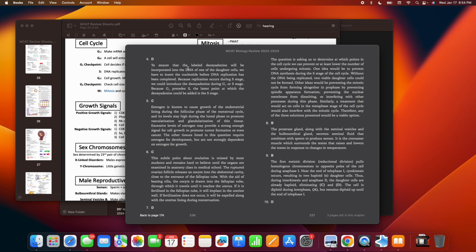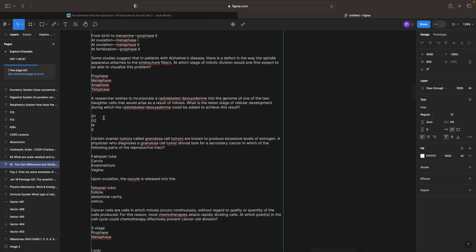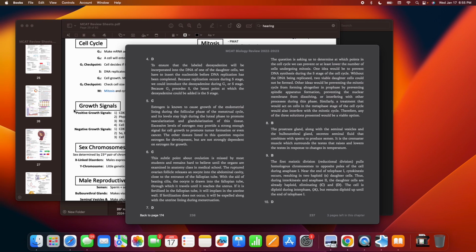To ensure that the labeled deoxyadenine will be incorporated into the DNA of one of the daughter cells, we have to insert the nucleotide before DNA replication has been completed. Because replication occurs during S stage, we could introduce the deoxyadenine during G1 or S stage. Because G1 precedes S, the latest point at which the deoxyadenine could be added is the S stage. Honestly, G1 still would sound good to me too, because it's before the DNA replication. I don't know. Can you do it during DNA replication? Tell me what you think.